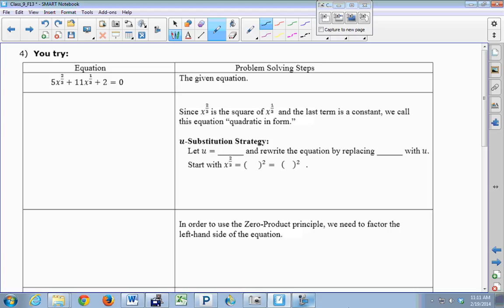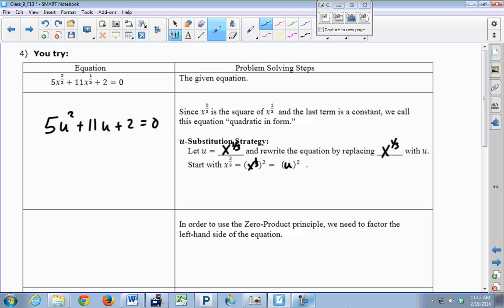So I think we're able to work through the u substitution. We look for our middle term, which is x to the 1/3, because when we square x to the 1/3, we multiply our powers and we get x to the 2/3, which is going to be u squared. So u equals x to the 1/3, and we rewrite the equation by replacing x to the 1/3 with a u wherever we see it. So this becomes 5u squared plus 11u plus 2 equals 0.